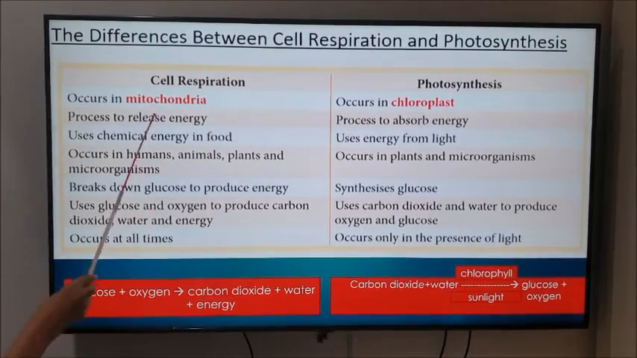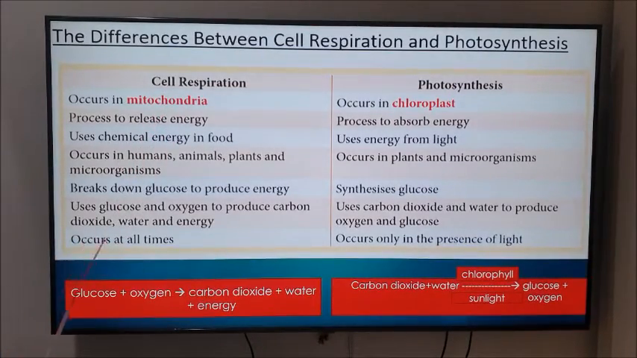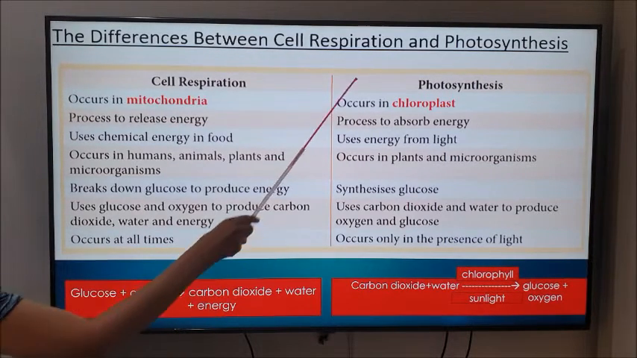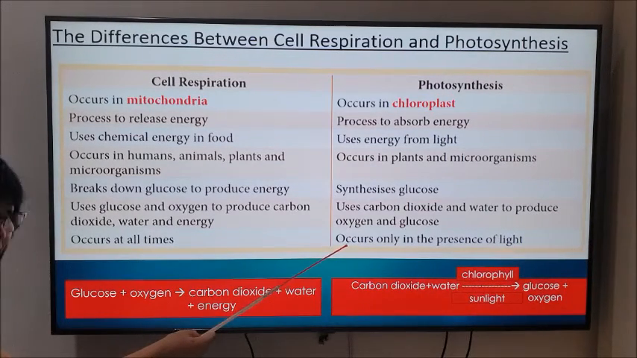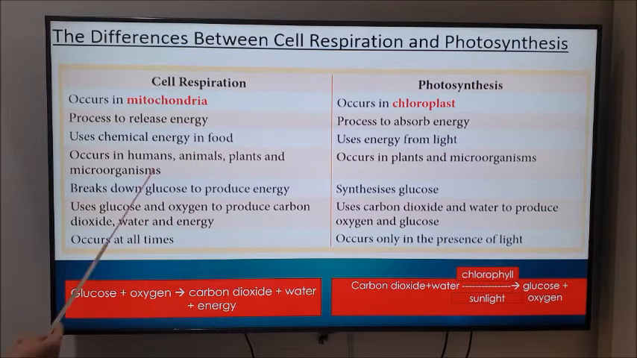And last, cell respiration occurs at all times. That means during the day and also the night. Whereas for photosynthesis, it only occurs with the presence of light. Now, plants carry out photosynthesis during the daytime. Do plants also carry out respiration at the same time? The answer is yes. During the daytime, in the presence of sunlight, plants carry out photosynthesis. At the same time, plants also respire.